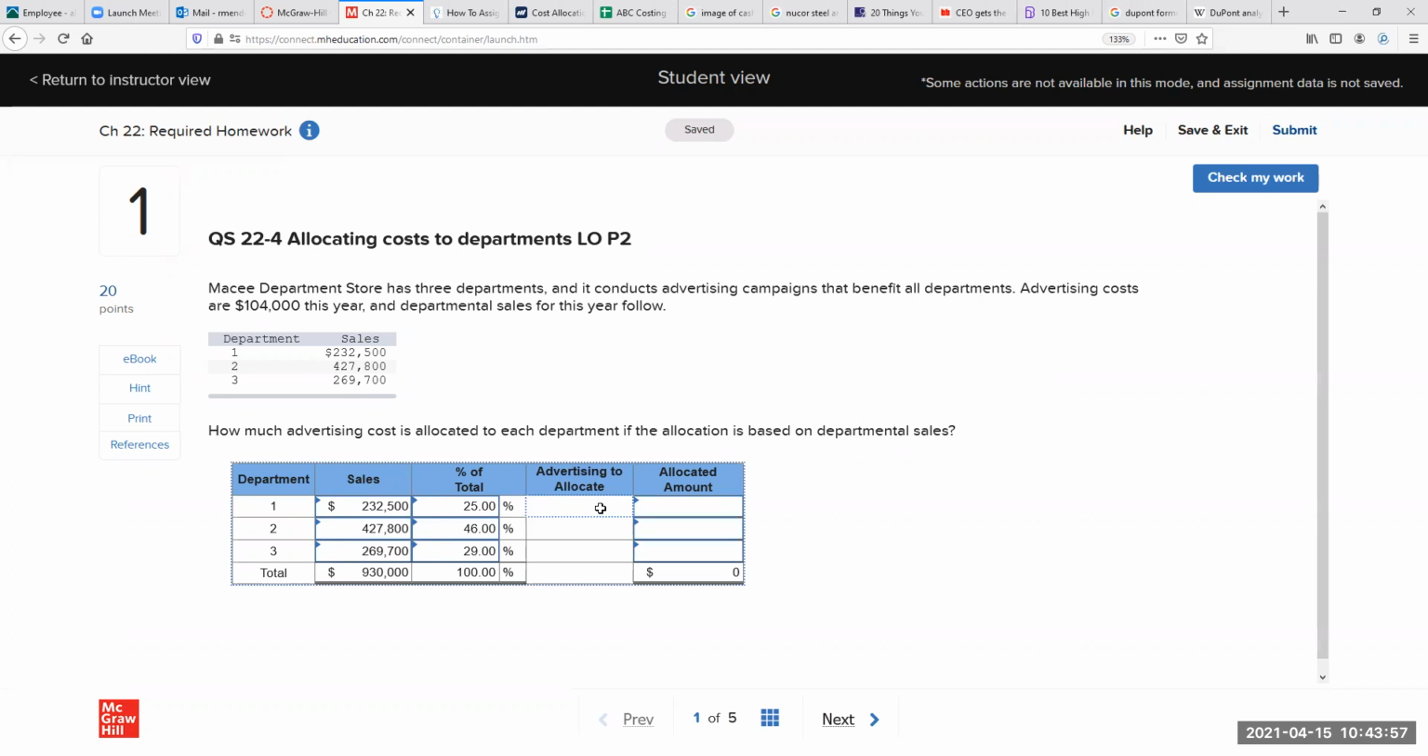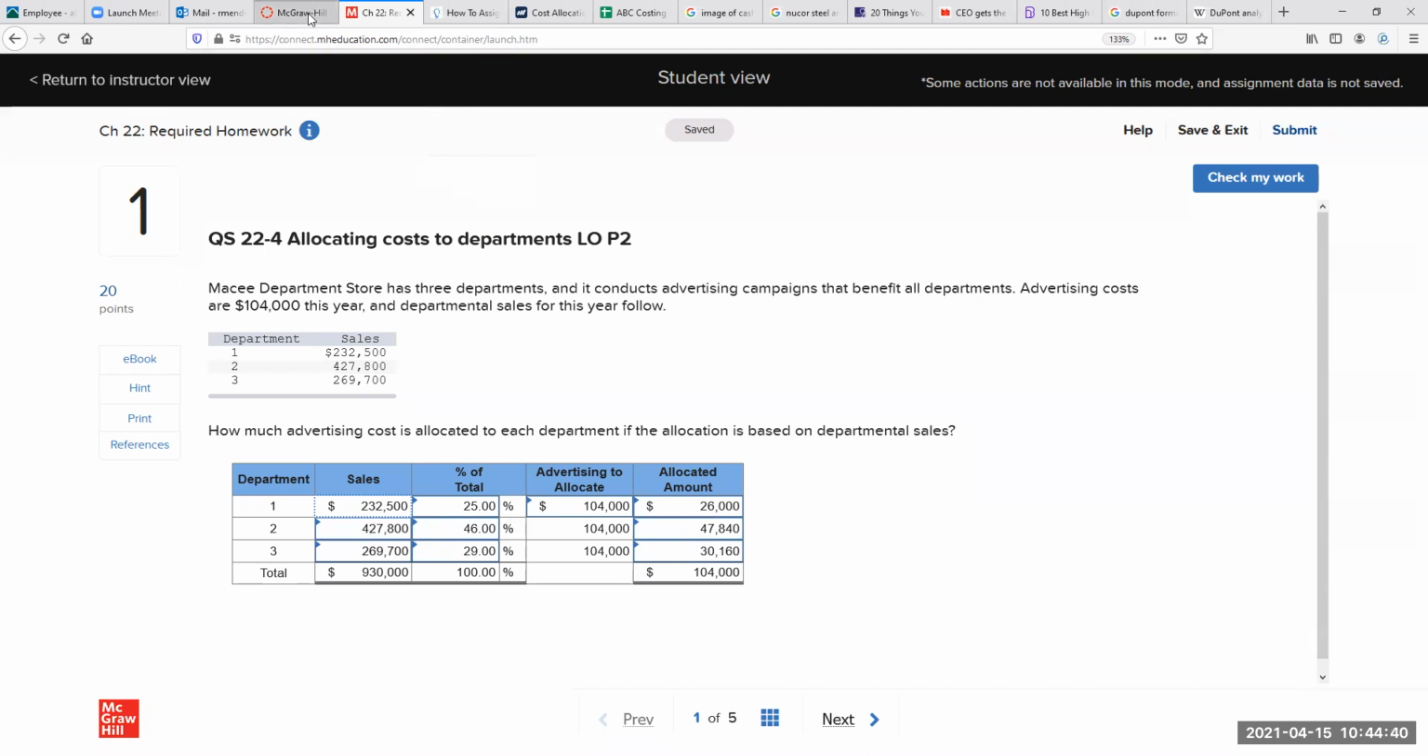29. Now, allocate here. The advertising costs are 104. Let me see if it does the math for us. So then do the math. What's 104 times 25%? So 26,000. And then what's the 104 times the 46%? 47,840. And what's 104 times the 29%? So now you've allocated them based on departments: the 104 times the percentage of the sales of each area.